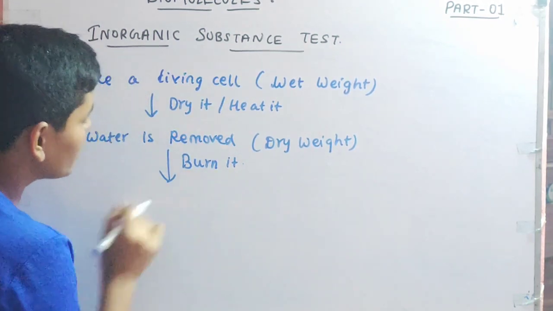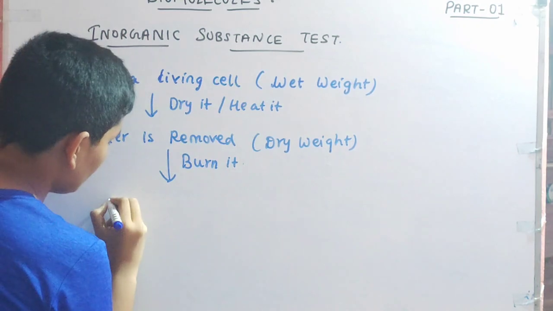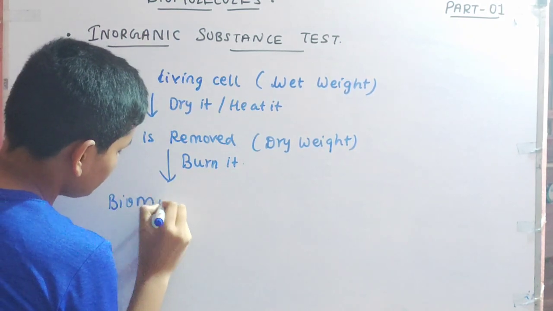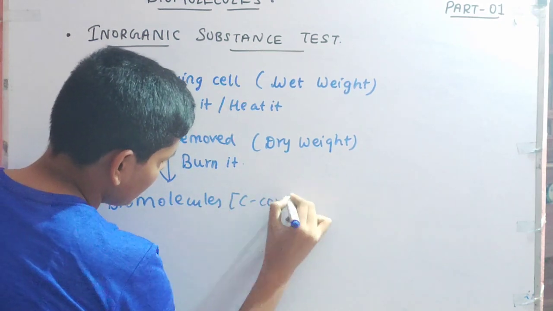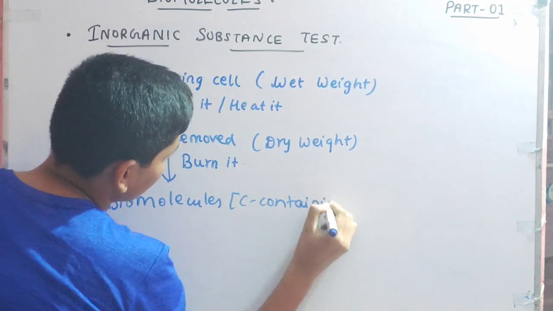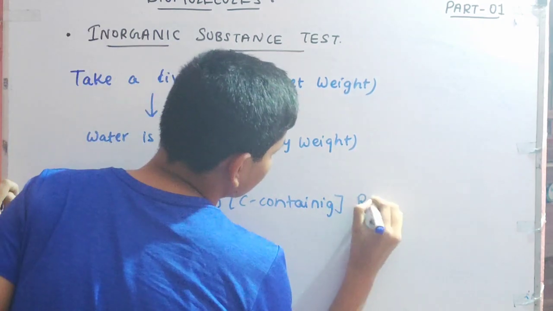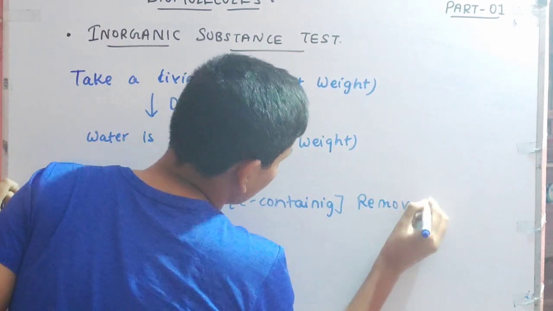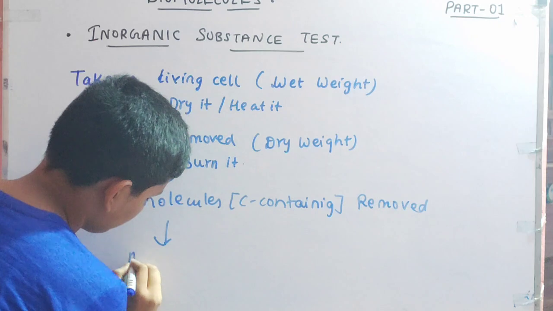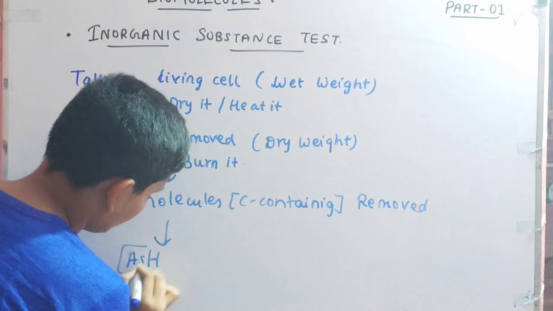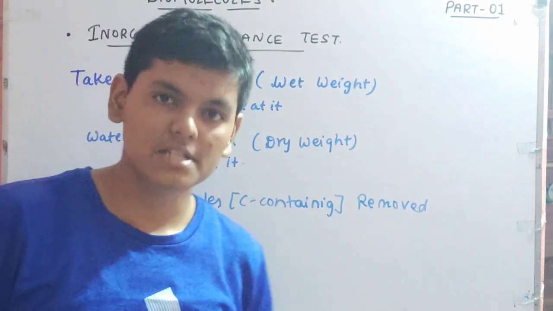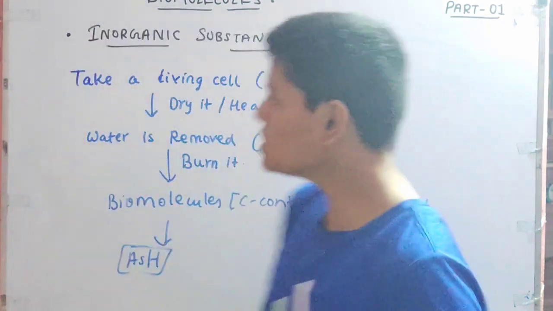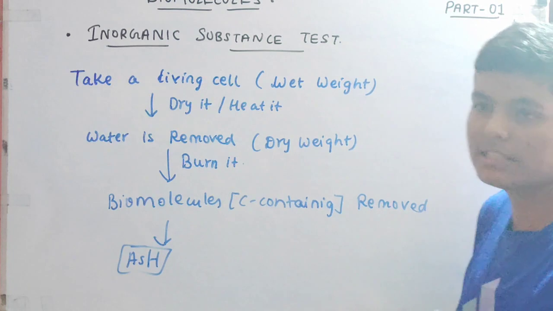So when we burn it, what happens is the biomolecules, which are carbon containing, get removed, and then ash is formed. Study of this ash tells us about the inorganic substances which are present inside the cell. So this was the inorganic substance test, which is known as ash analysis.